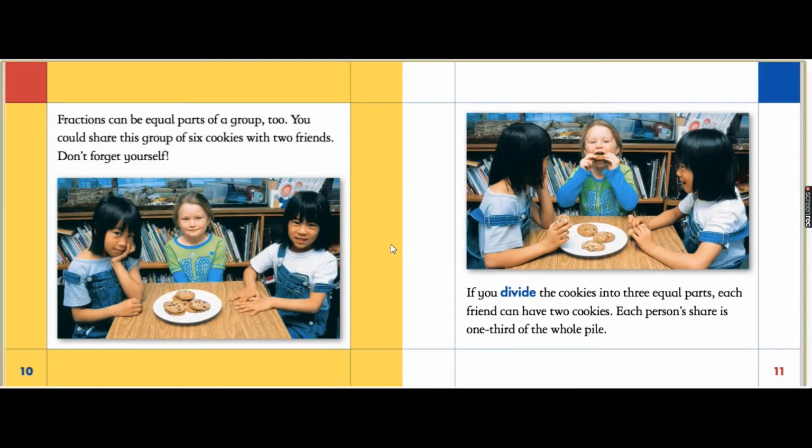Fractions can be equal parts of a group too. You could share this group of 6 cookies with 2 friends. Don't forget yourself. So there are 3 kids and 6 cookies. If you divide the cookies into 3 equal parts, each friend can have 2 cookies. Each person's share is 1/3 of the whole pile. So each person would get 2 cookies. So it doesn't necessarily mean you're cutting things into parts. You could be separating things into equal groups as well.